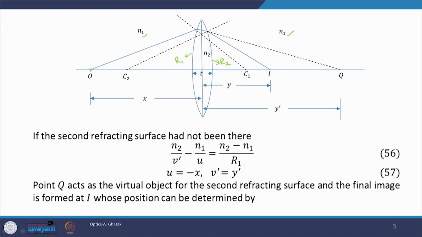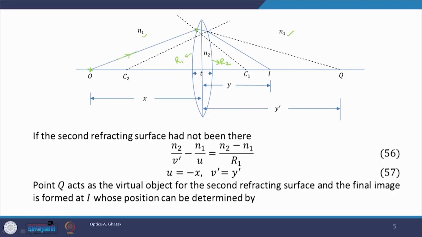I repeat again, we are doing all this analysis in the paraxial regime, where we only consider the rays which are close to the axis of symmetry, and they make a very small angle with the horizontal axis. Now, since the point object is situated at point O, the ray which emanates from this point will travel in this direction and fall at this point on the first surface of the lens.